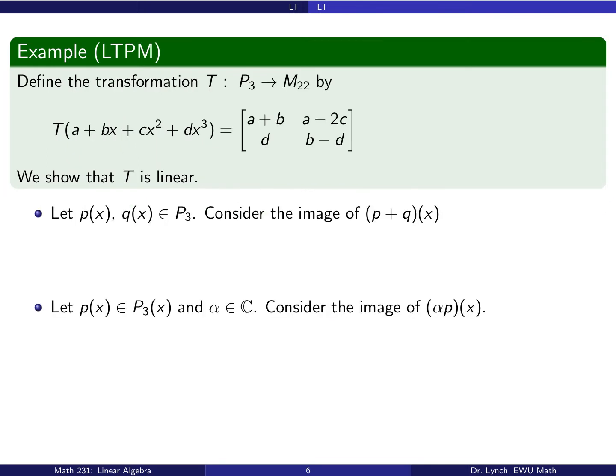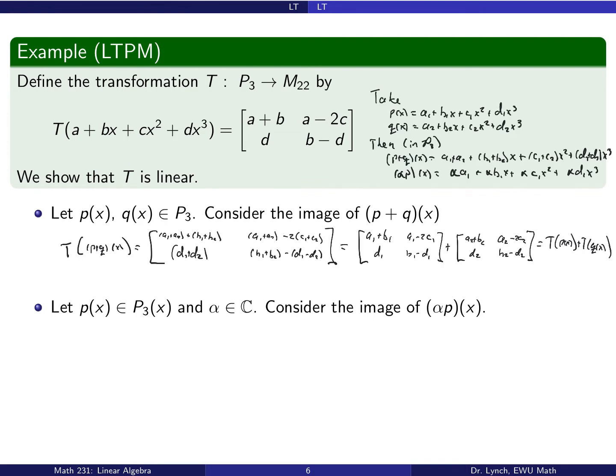Okay, so this works in other vector spaces also. Let's go ahead and have a look at the linear transformation from domain P3 to codomain M22 given by this formula. We're going to show that T is linear. Okay, so with p equal to a1 plus b1x plus c1x squared plus d1x cubed, and similarly q with a2 plus b2x plus c2x squared plus d2x cubed, we can quickly compute p plus q and alpha p. These are elements in P3. And then we can have a look at the image, for instance, of p plus q.